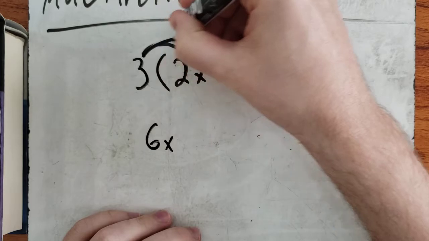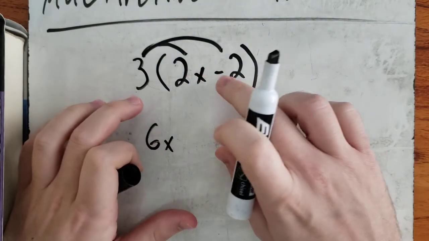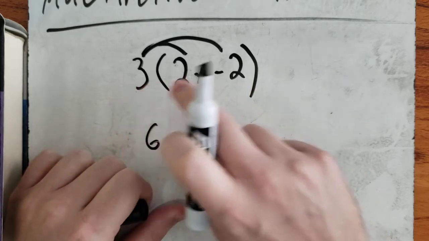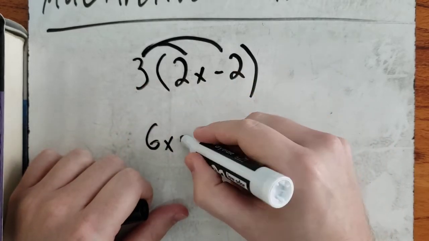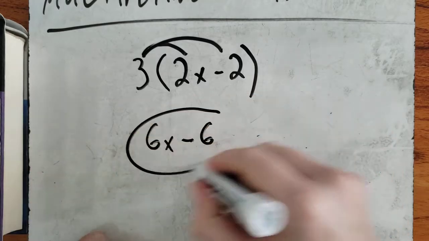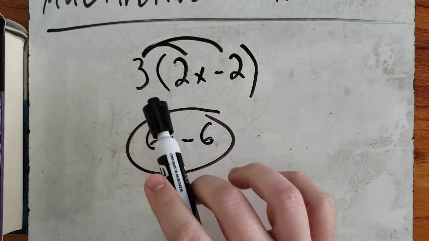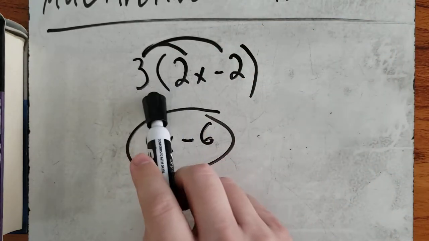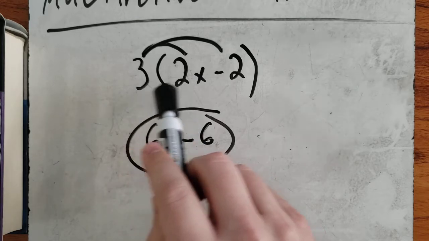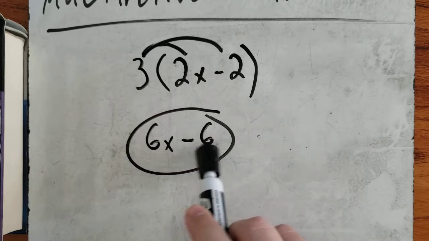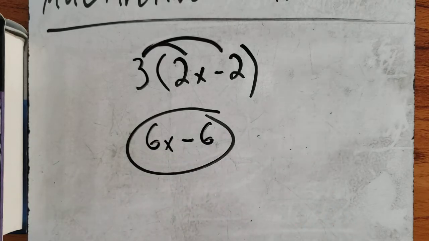Then you're going to multiply by the second term here. Now look, we have a minus sign here, which means this 2 is negative. So 3 times negative 2 would be a negative 6. And that's all there is to it. So first thing, remember, multiply your numbers. 3 times 2 is 6, and then the x comes down with it. 3 times negative 2 would be negative 6. And that's really all there is to it. It's just distributing.